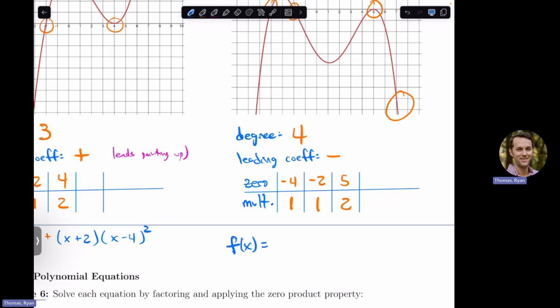So what does this function look like in factored form? It needs a negative out in front for the leading coefficient. The factors are x plus 4, x plus 2, and x minus 5, and that one gets squared. Multiplicity 1, so it's good enough for the factors to just show up. This one's squared, though, because its multiplicity is 2.